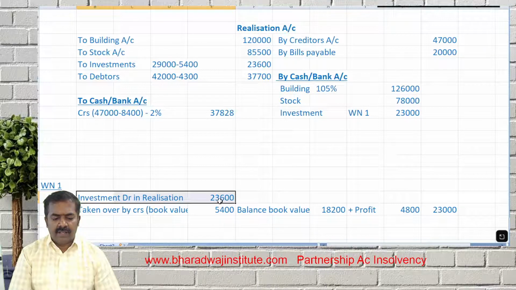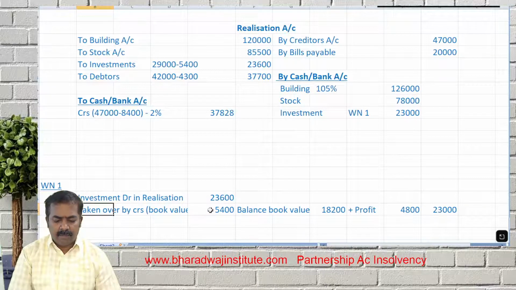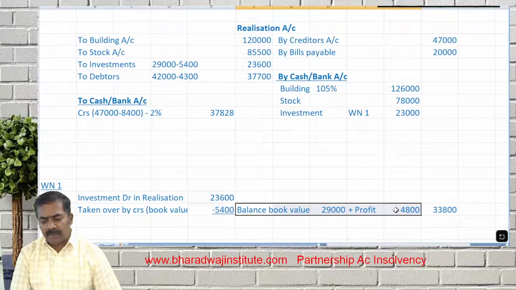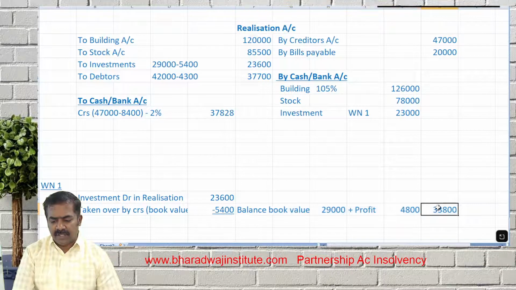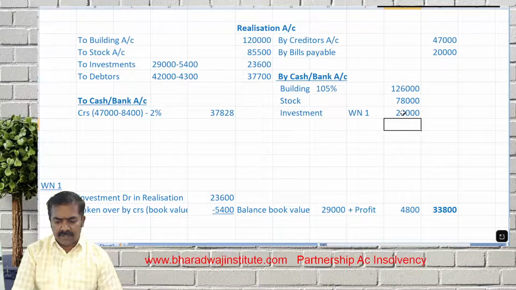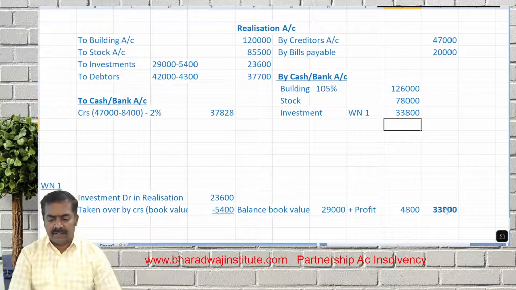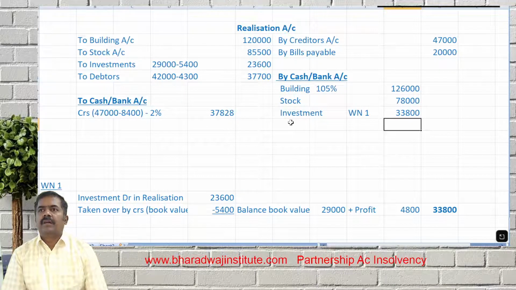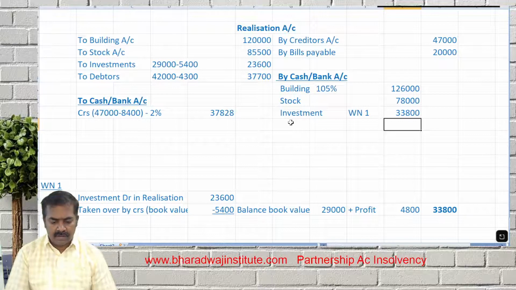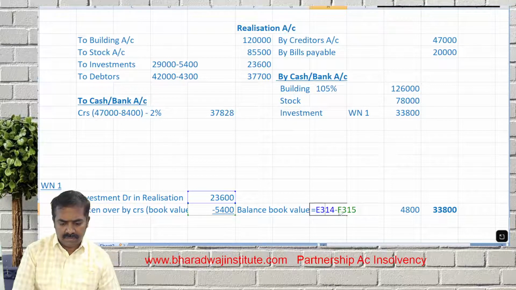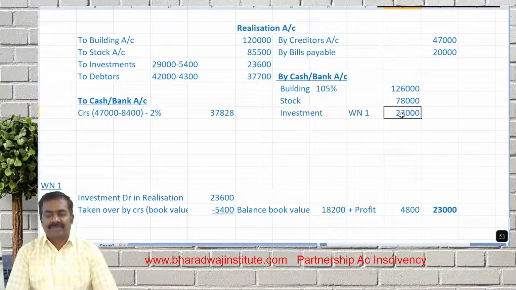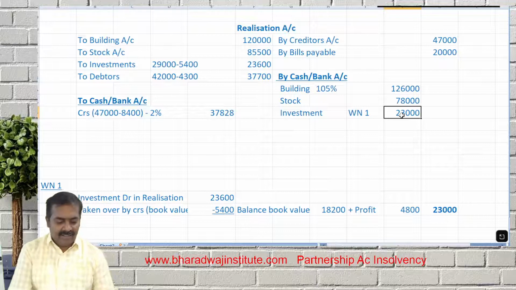Investments debited in realization is 23,600 minus taken over by creditors 5,400. The remaining book value, okay, sold at a profit of 4,800, means what is the selling price? 33,800. Any doubt in it? Minus 20. So, 23,000. Then, what is the next one?